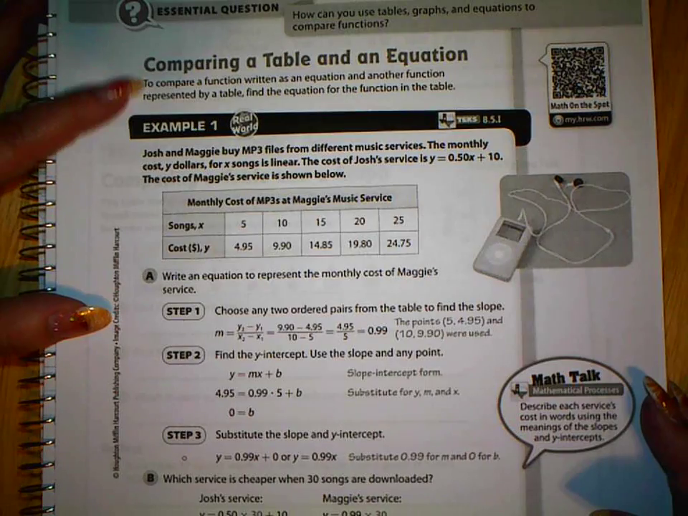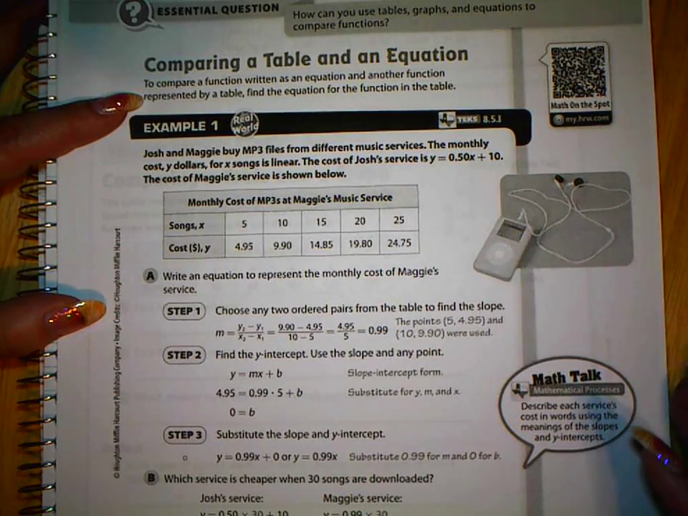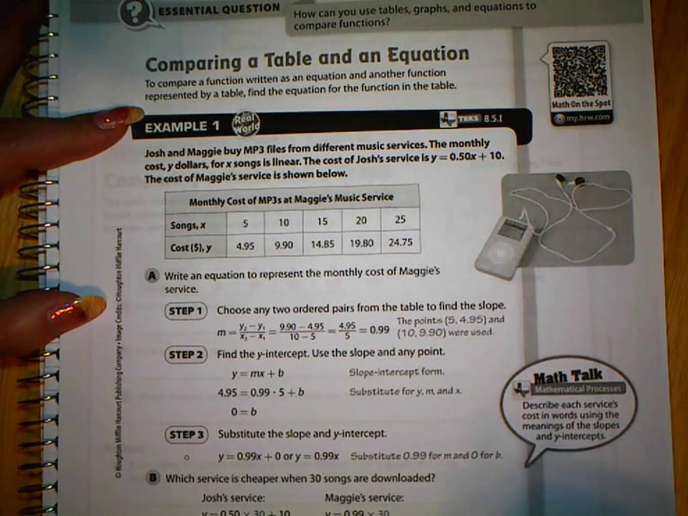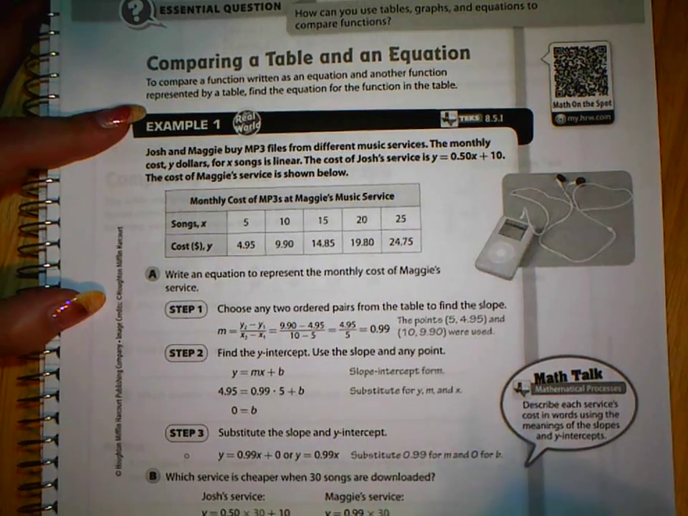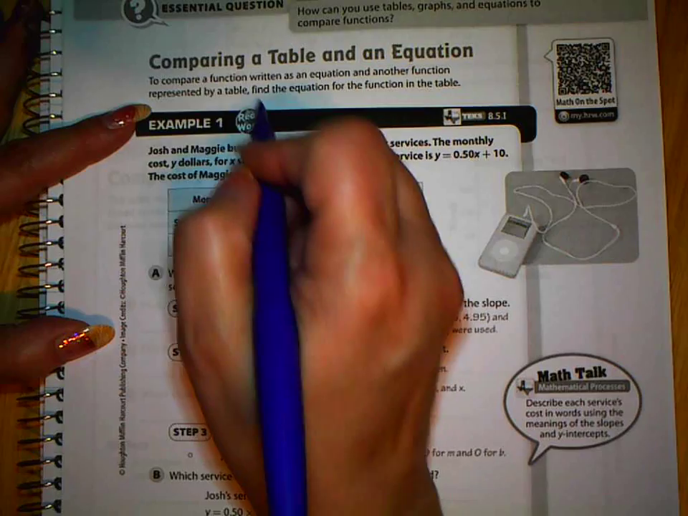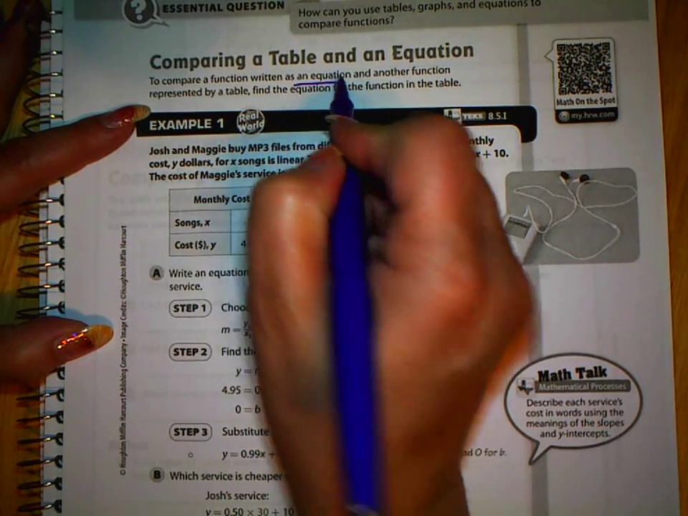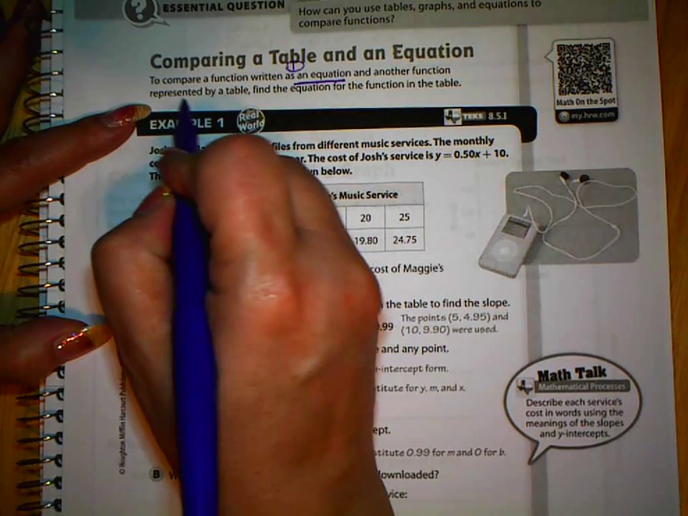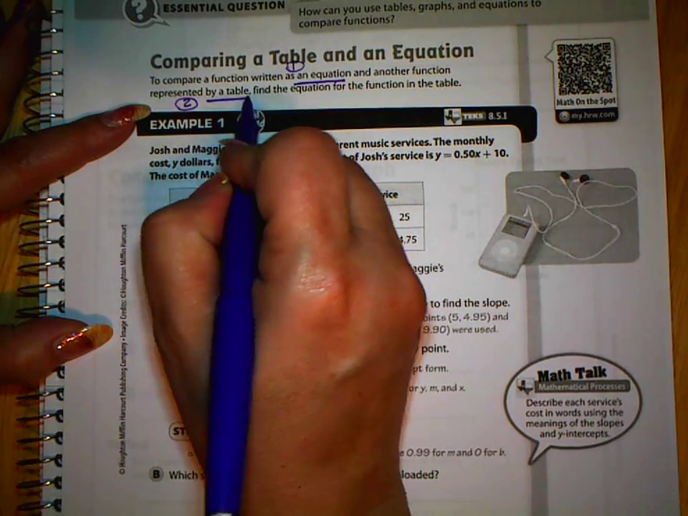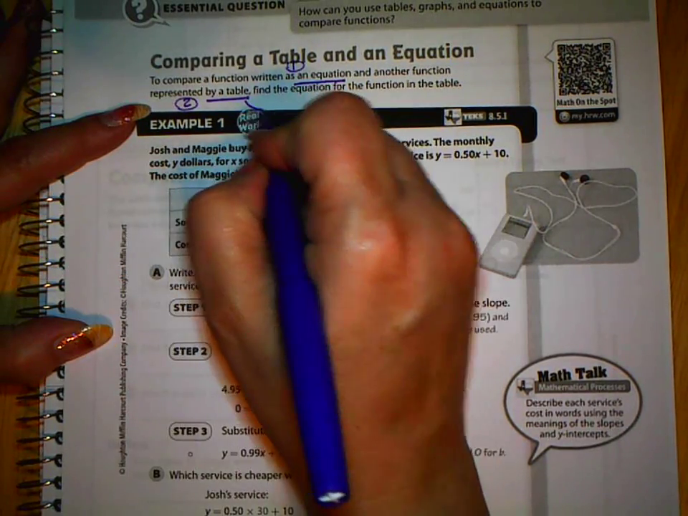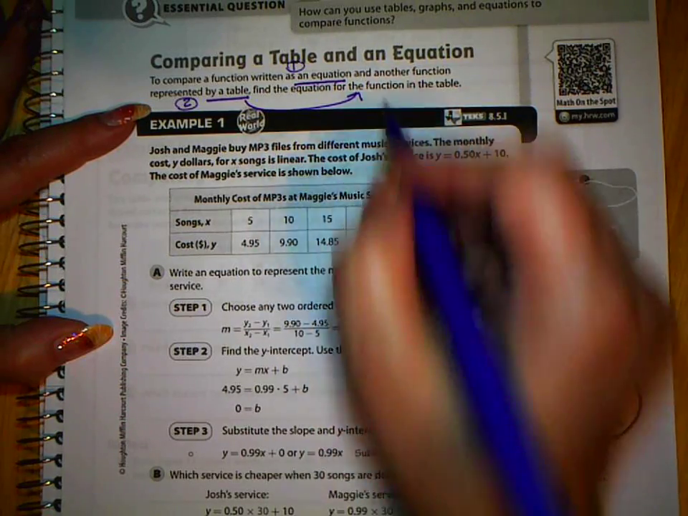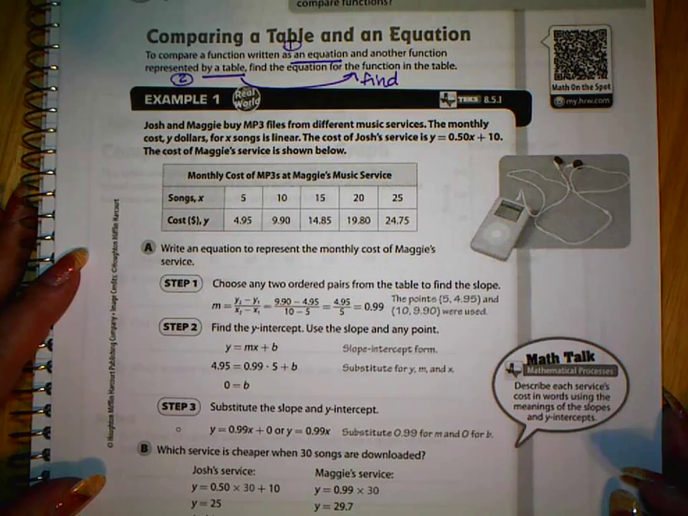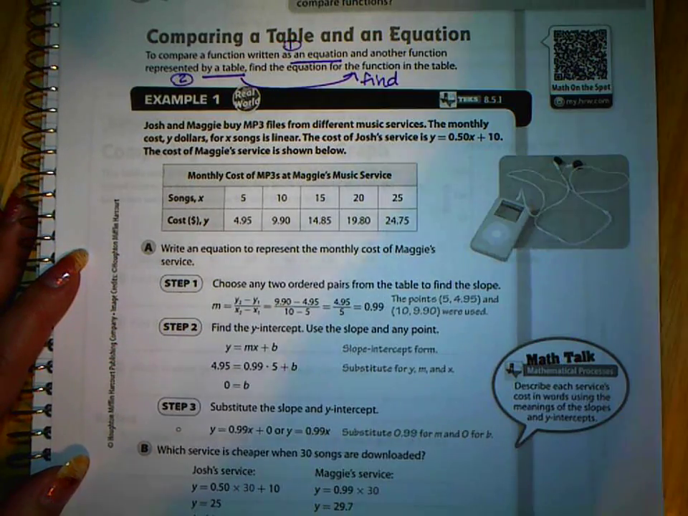Comparing a table and an equation. To compare a function written as an equation and another function represented by a table, find the equation for the function in the table. So here's a big clue. We're going to have one equation, but our second one is a table, and what we need to do is find the function for the table. So here's our example number 1.